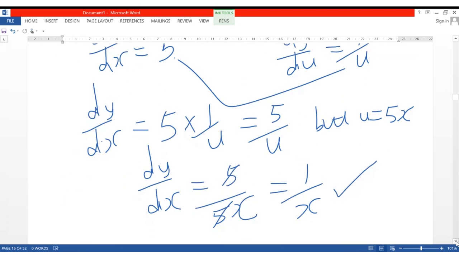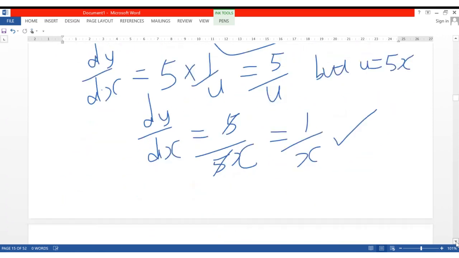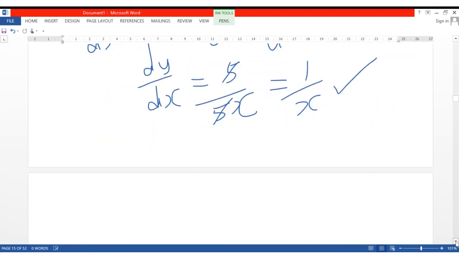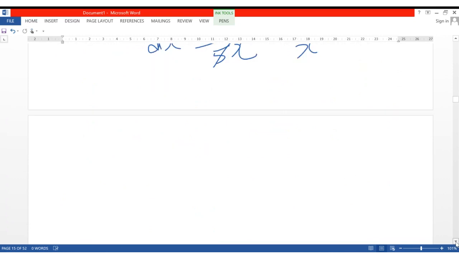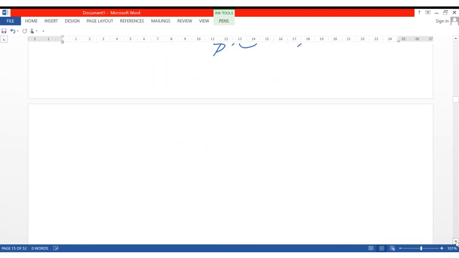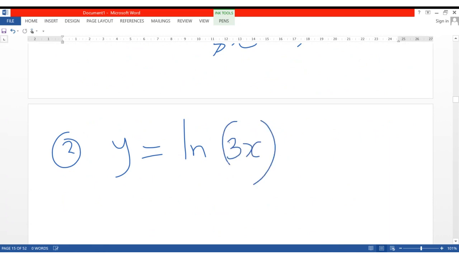So I do another example. Remember, when you differentiate ln x, you get 1 over x. Ln u, 1 over u. Number 2, you can try this one: ln 3x. Can you give me the final answer? Try that one.